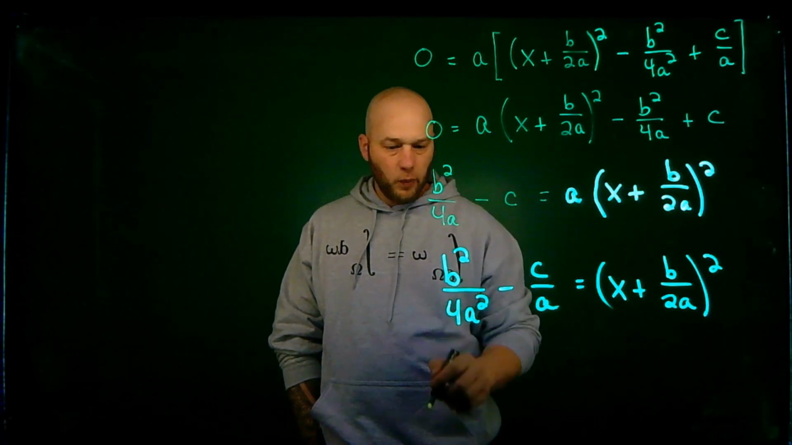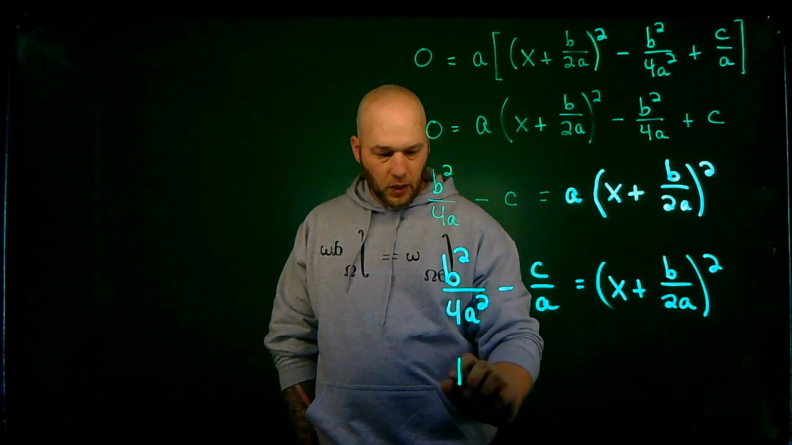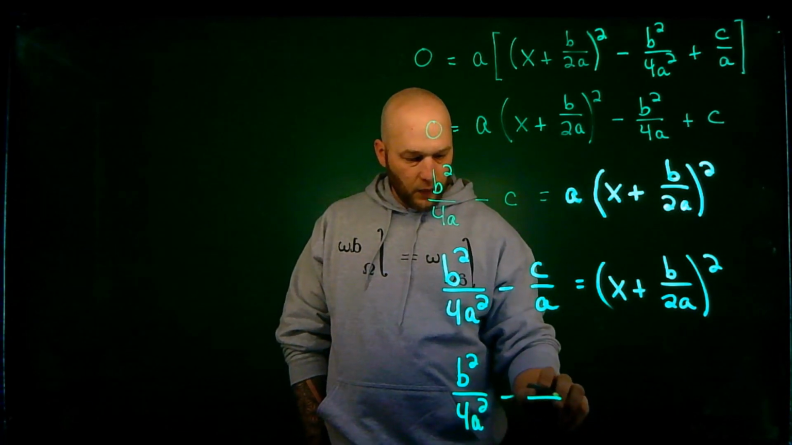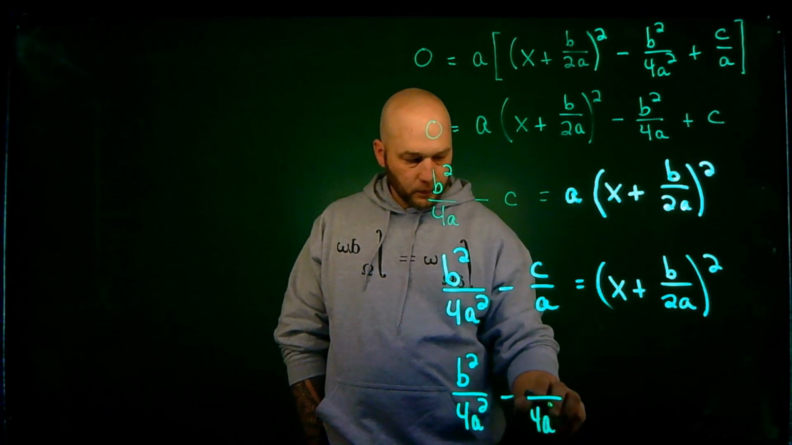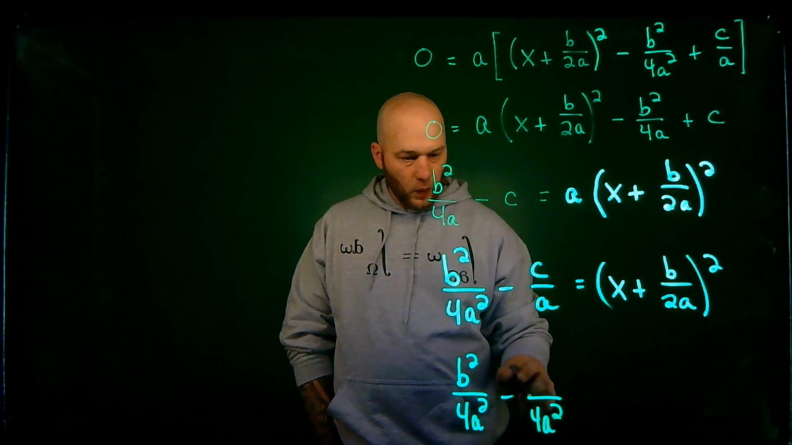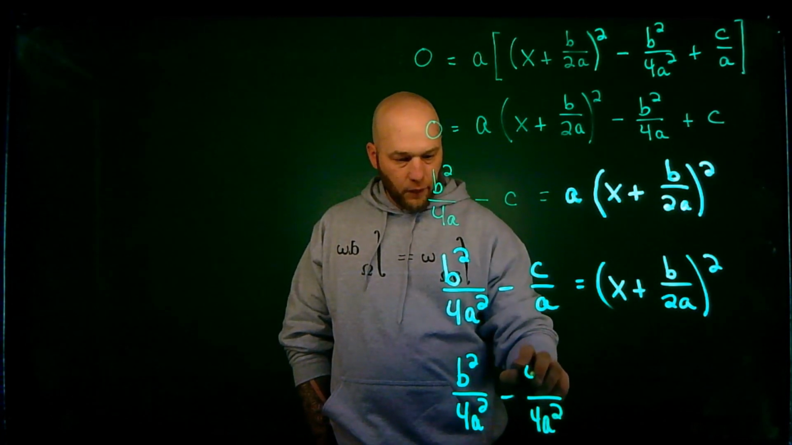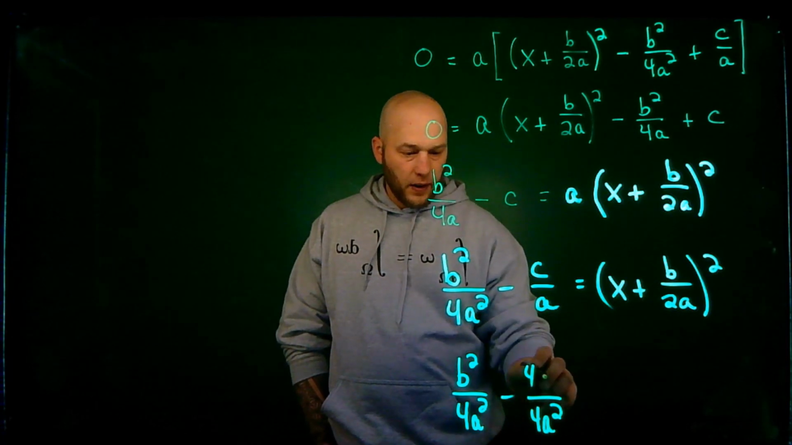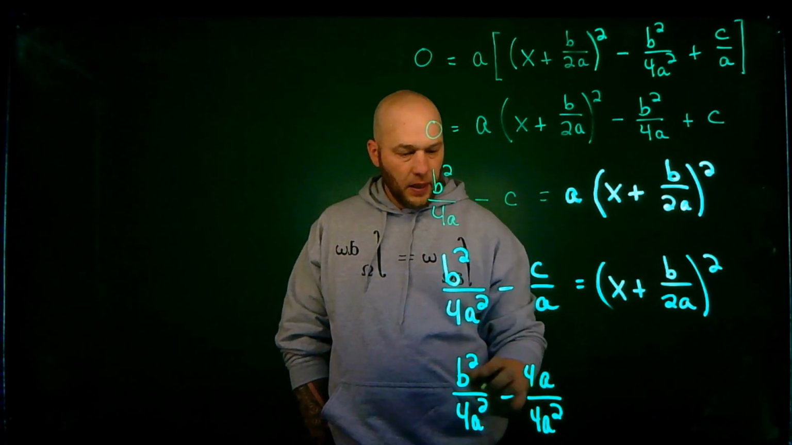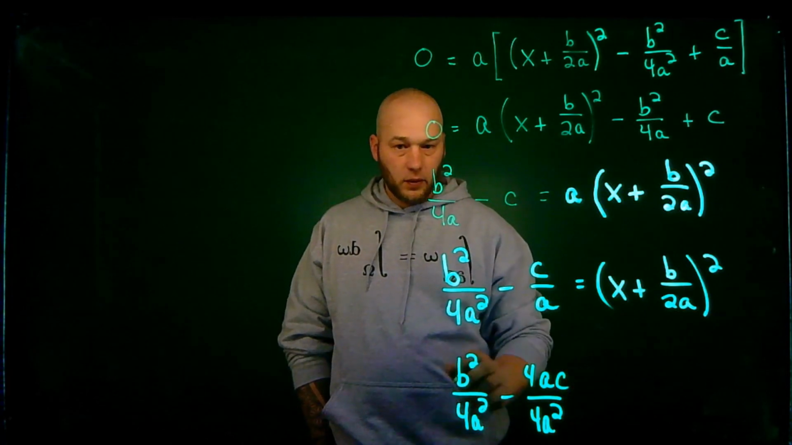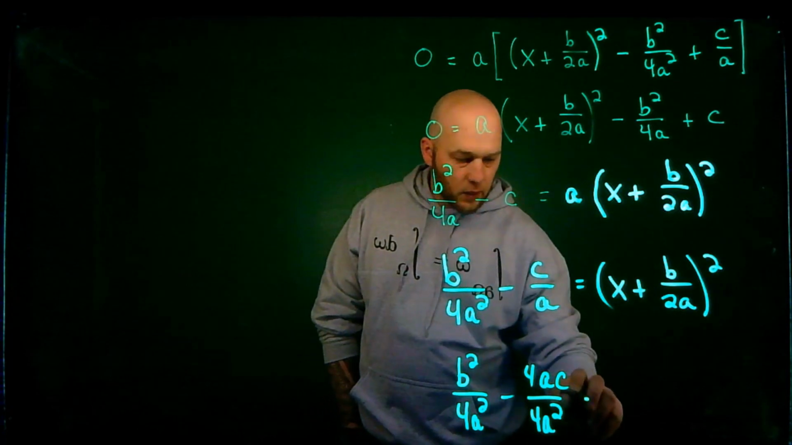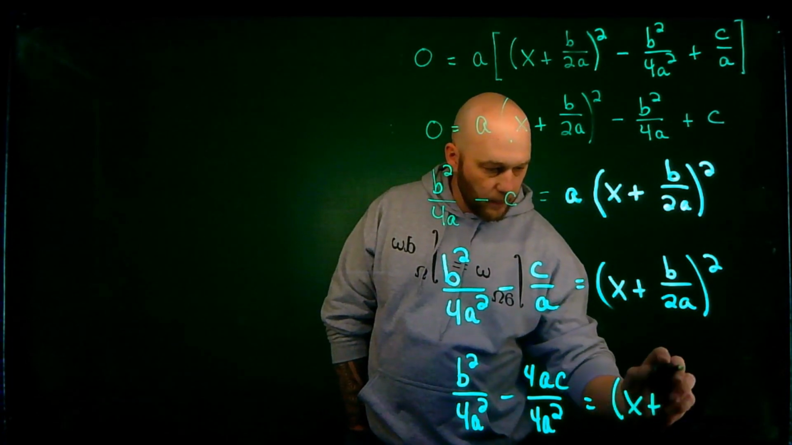Common denominator would be 4a squared. That's going to give me b squared over 4a squared minus, well, again, I need 4a squared on the bottom. What do I have on top? Well, this did not have a 4, so I need a 4. This did not have an a or an a squared, so I need another factor of a, so I'm going to put an a on top, and there was already a c there. Notice I've got b squared minus 4ac. That should look familiar. This is then, of course, equal to the right-hand side.